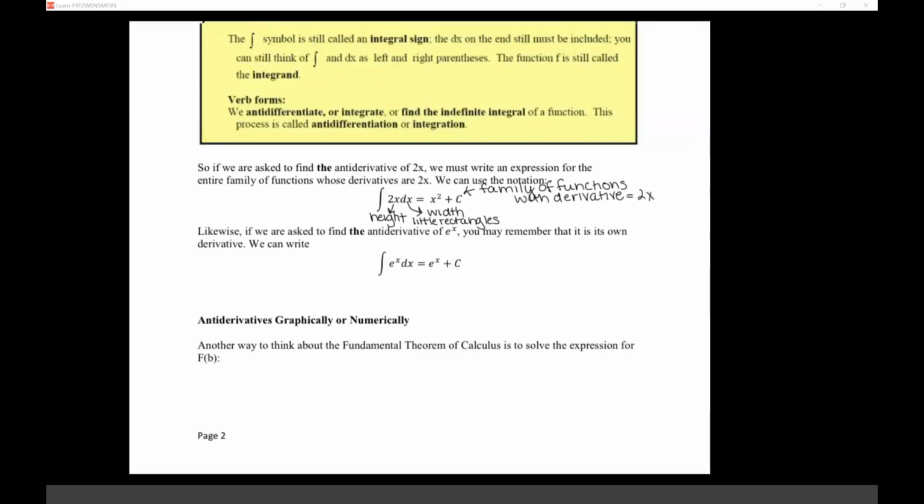Okay, a family of functions with derivative 2x. Right? And yes, if you leave out the c, it's technically incorrect. Okay, so you need to put the c there. All right.